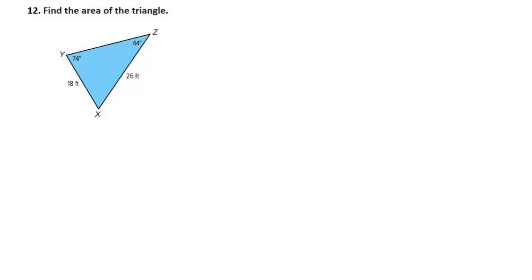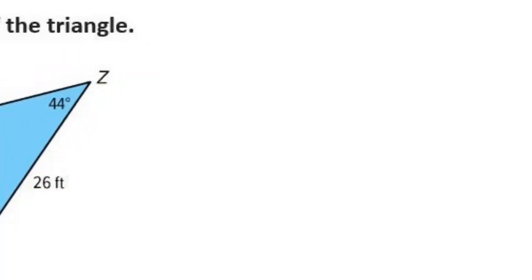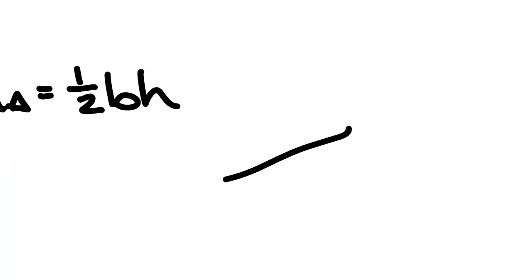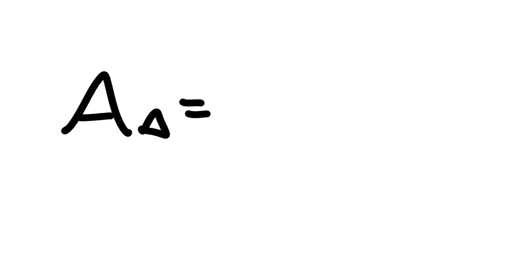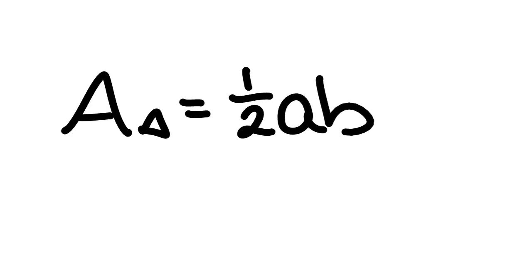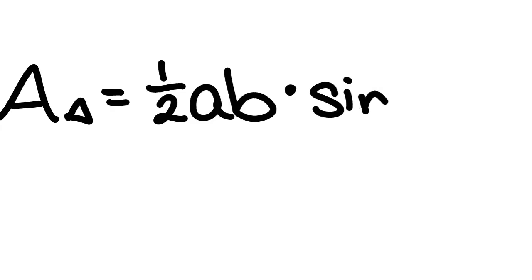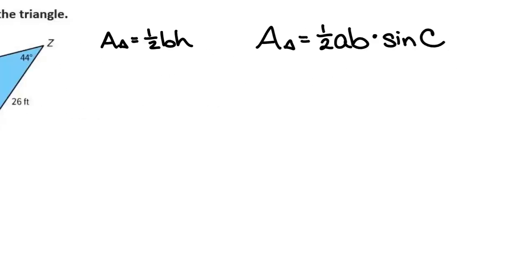Number 12, I have a triangle here. So for a triangle, area for a triangle is either 1/2 base times height. We wrote that one down already. Or we had another area formula for a triangle. What was the other area formula? 1/2 AB times the sine of angle C. If I don't know the base and I don't know the height, but I do know 2 sides of the triangle and the angle in between them, then I can use that second area formula.